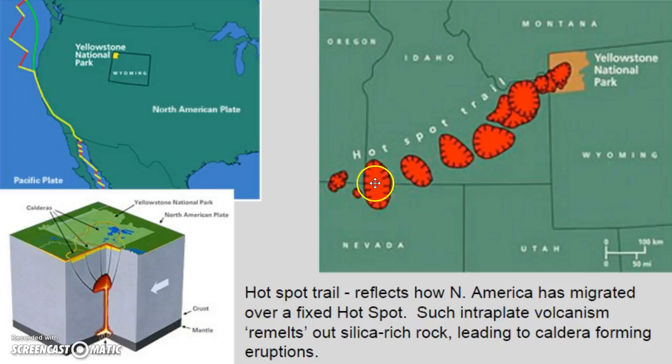Here we can see the hotspot trail. Yellowstone National Park is in the northwest corner of Wyoming. It's got this mantle plume, or the hotspot itself, and North America is migrating over it. The hotspot trail reflects how North America has migrated over a fixed hotspot. Such intraplate volcanism remelts silica-rich rock, leading to caldera-forming eruptions. These are all calderas, and we can see the trail of the direction in which North America has moved over, or migrated over, the hotspot beneath North America.